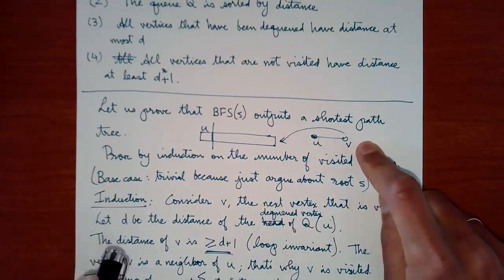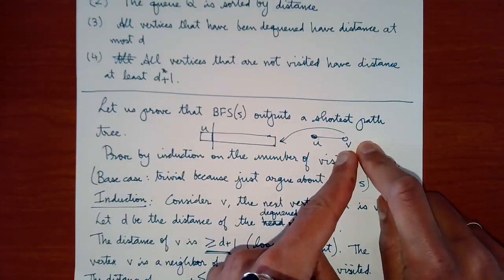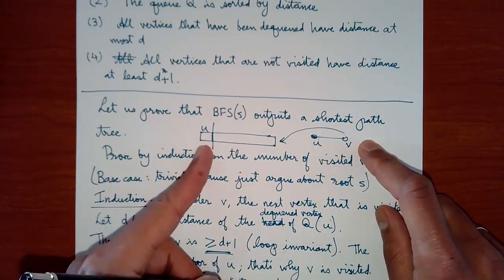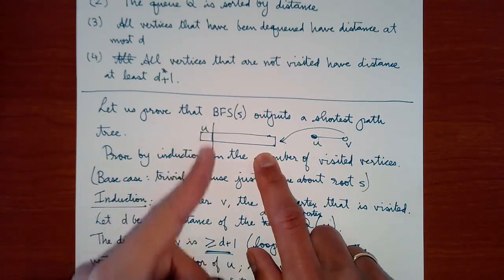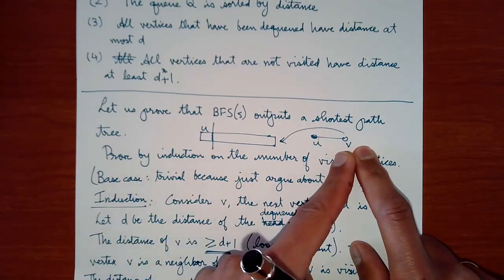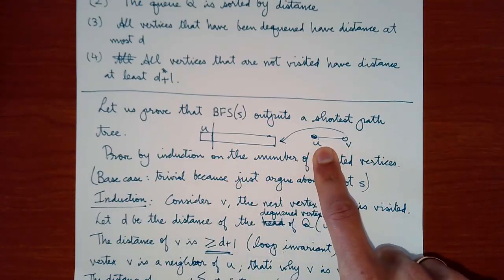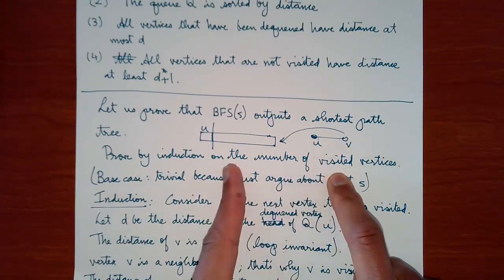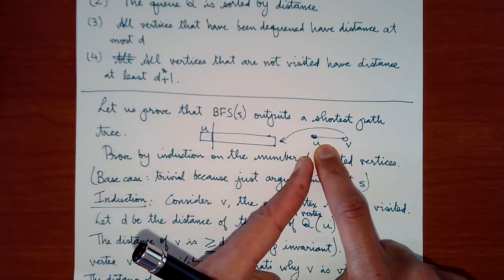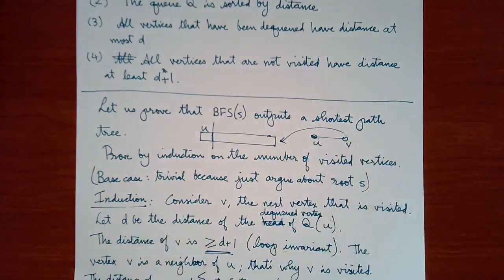So let D be the distance of the dequeued vertex. V is visited because it is the neighbor of a dequeued vertex, and call that vertex U. So U is the head of the queue. It got dequeued, and V is an unvisited neighbor of U, and so V will get visited. Now remember, by induction, there's already a shortest path to U. That's the induction that we're doing on the number of visited vertices. So U is already visited, there's already a shortest path to U. And we need to argue that that shortest path with this edge will be a correct shortest path.